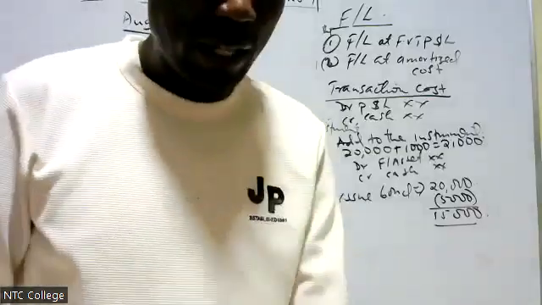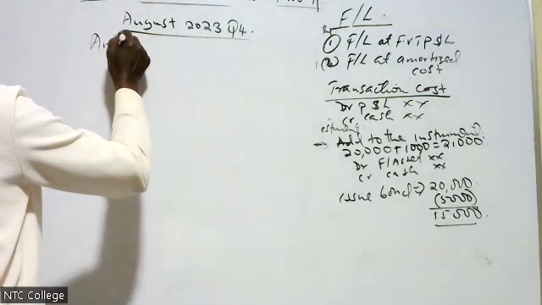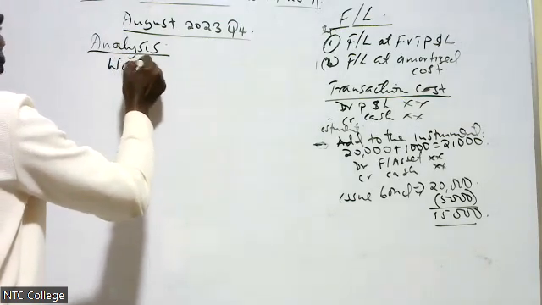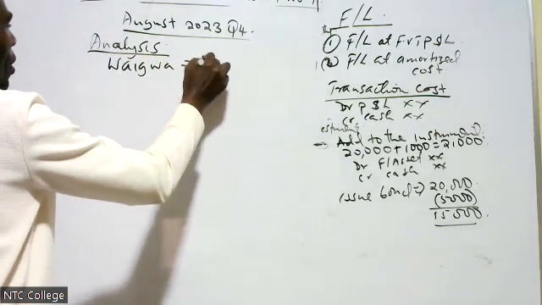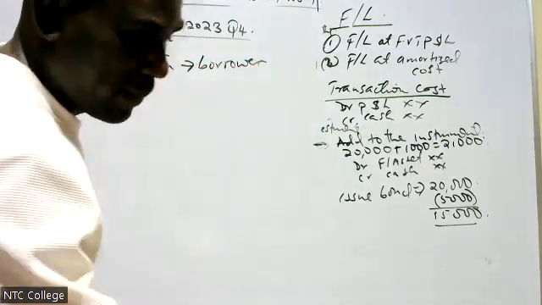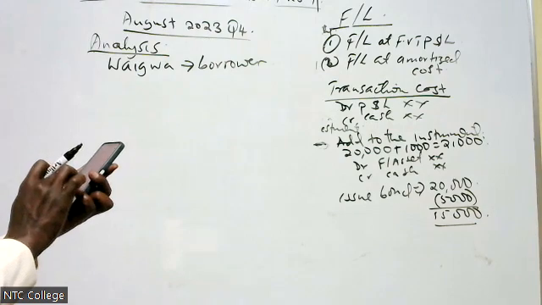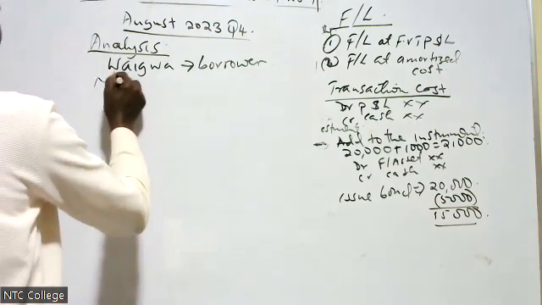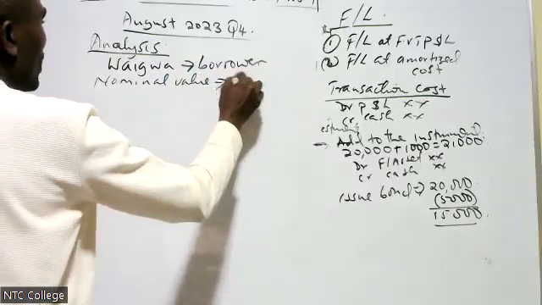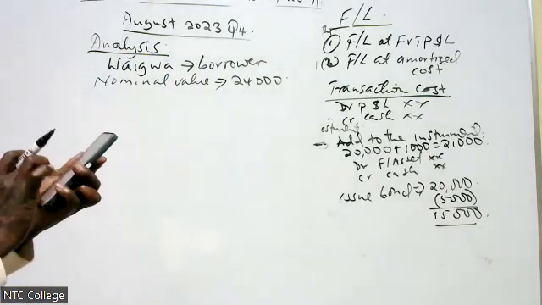Therefore, here, we do the analysis of this question. In our analysis, Waikwa Limited is the borrower. This person has no money, he borrows from people. He doesn't have sufficient capital, therefore he wants to borrow. What will be the nominal value? Nominal value is the face value, 24 million. That is our 24 million bond.